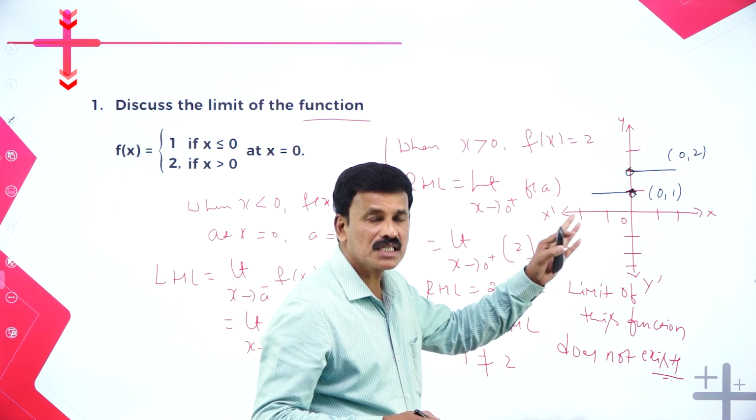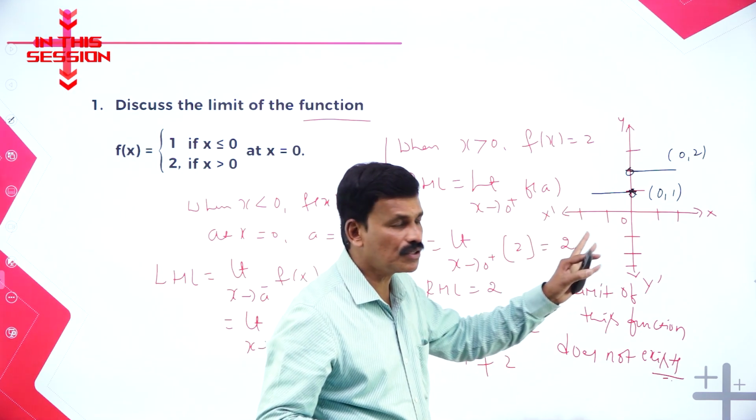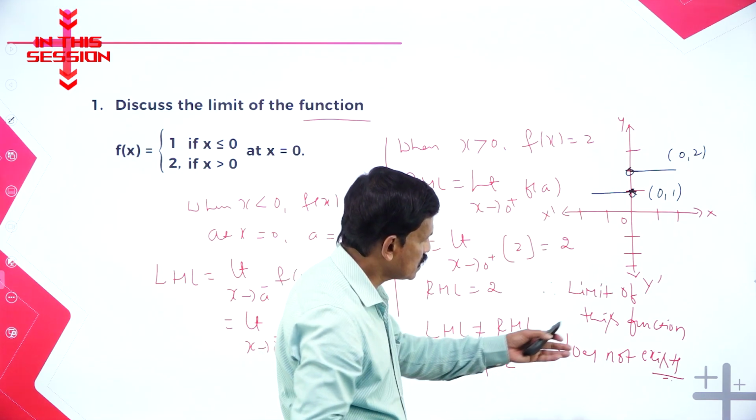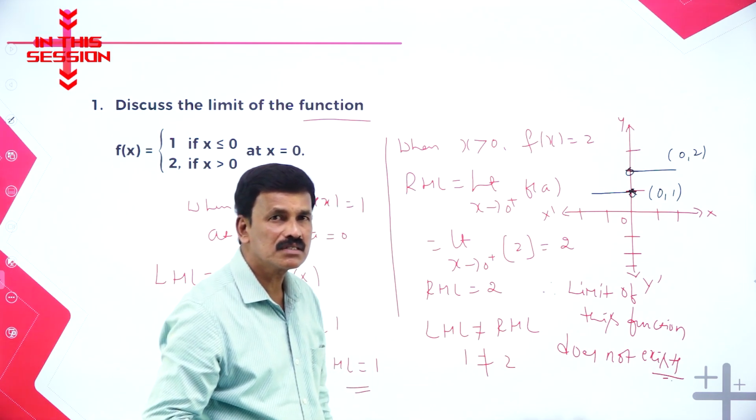The left hand limit as well as the right hand limit is not equal. So from the graph itself we can say the limit of this function does not exist.